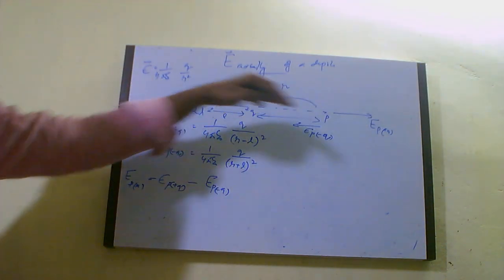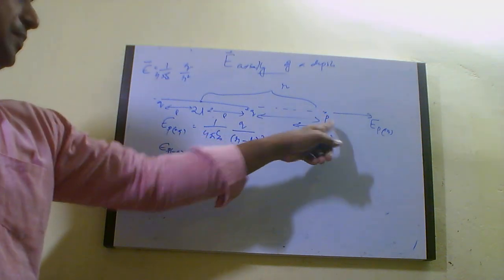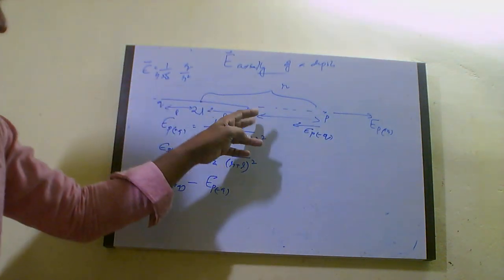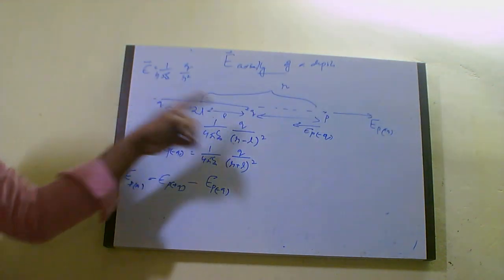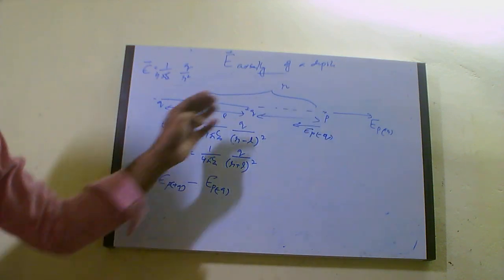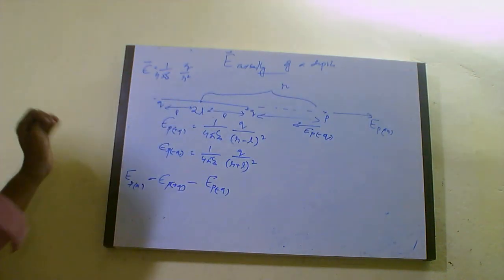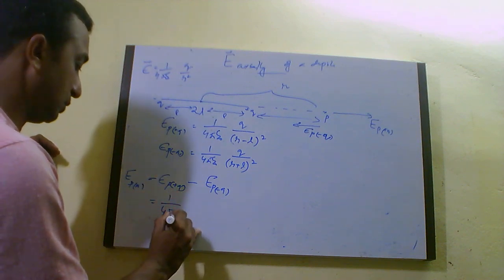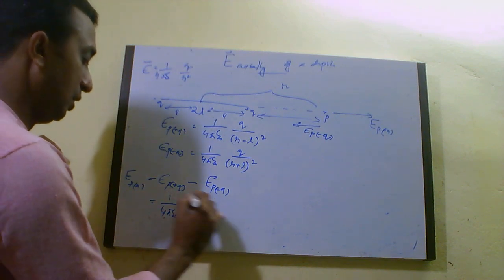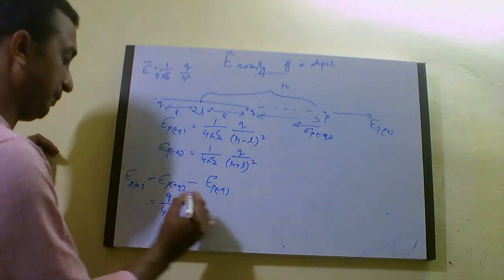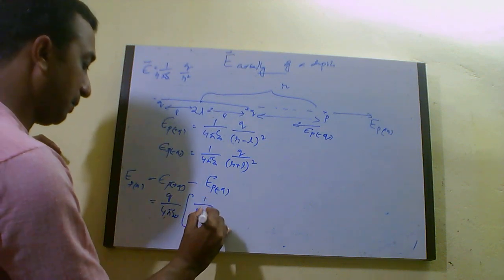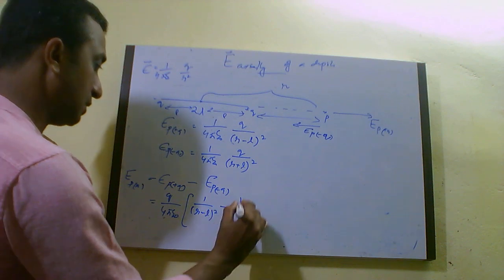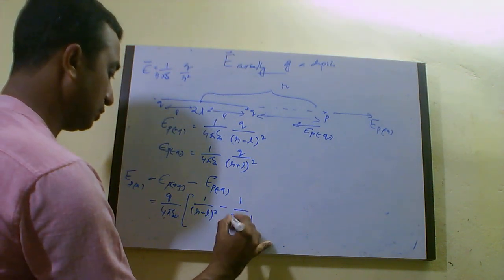Plus Q is repelling that charge, minus Q is attracting that charge, and the net effect is repulsion minus attraction, because it is closer to the plus charge. So that force is more compared to the attractive force. So when you substitute the equation, you will have 1 by 4 pi epsilon 0 common. Q is also common. 1 by (R minus L) the whole squared minus 1 by (R plus L) the whole squared.